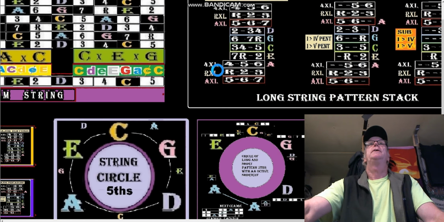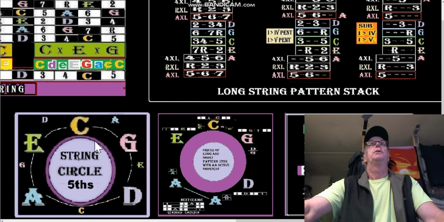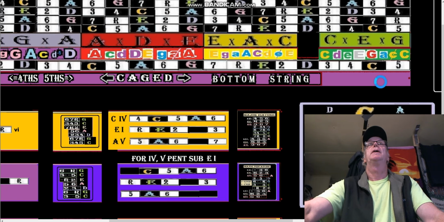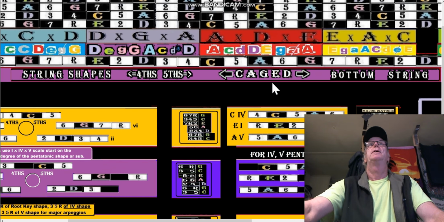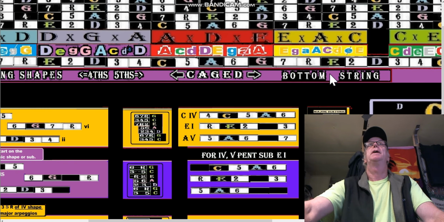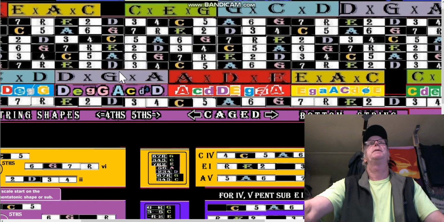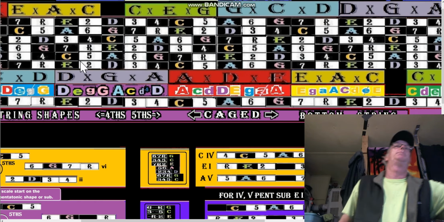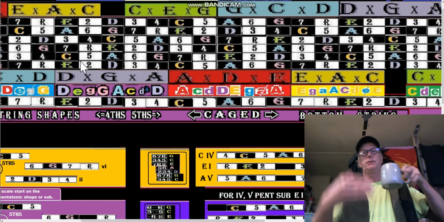So our long pattern is going to follow a special string circle. The short pattern follows the string shaped circle here, and the string shapes are just over here. I've got it written right here. The string shapes, okay, are the bottom string of the cage shapes. So here we have our cage shapes. Let's just look at a part of the fretboard there so we're not jumping all over the chart.